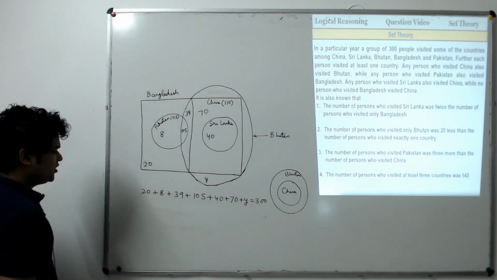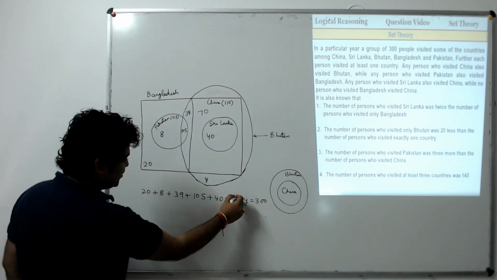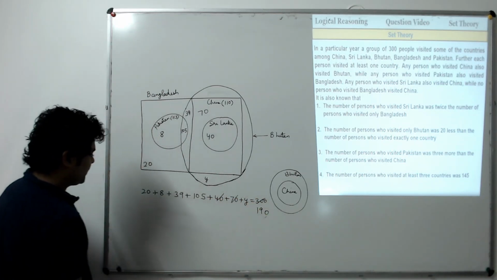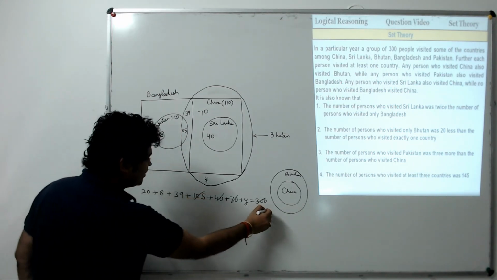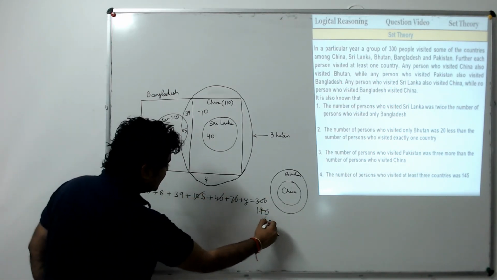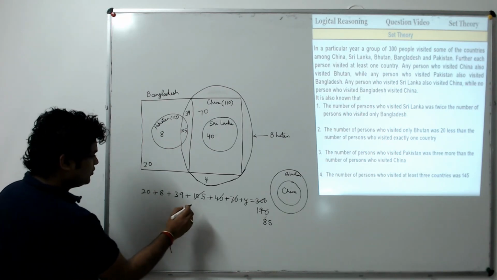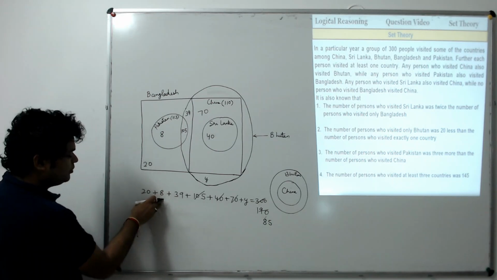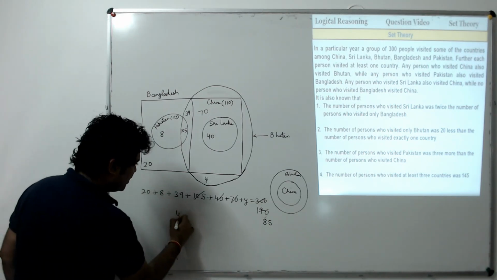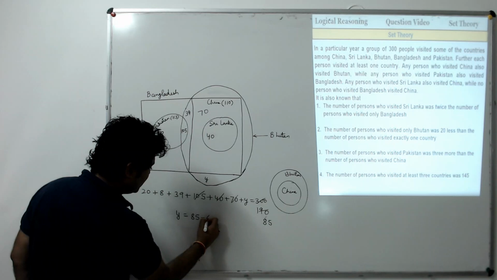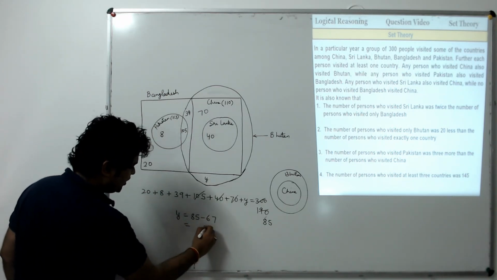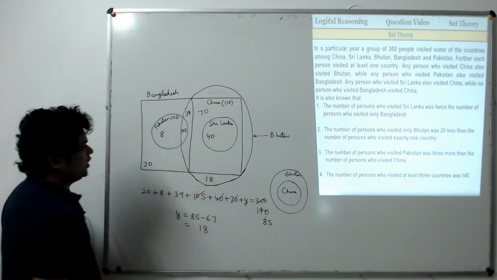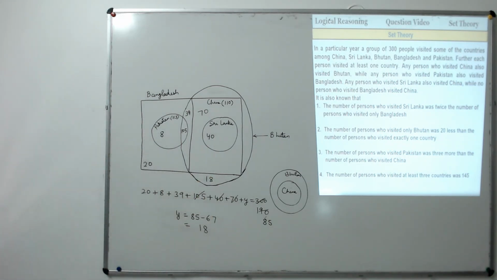Solving this again, we have 70 plus 40, 110, cancels out, gives us 190. Then we have 105, cancels out and gives us 85. Then we have 39 plus 20, that is 59. 59 plus 8 is 67. So we have y equals 85 minus 67, that is 18. So this y becomes 18. So now you can see that we have solved everything.